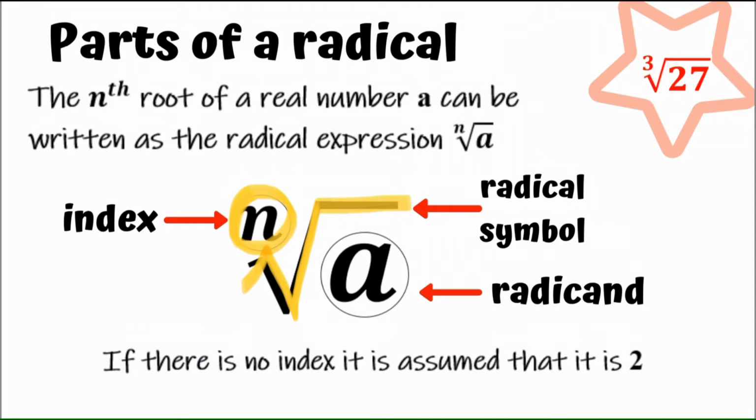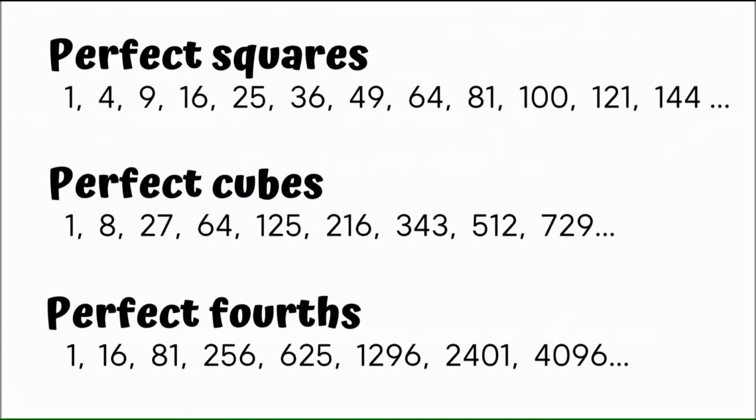If there is no index or there's no number written outside the radical symbol, it's assumed that it is a 2. So square roots, the index for square roots are always 2. And then the number that's underneath the radical symbol is called the radicand. One thing to keep in mind, as we are simplifying radicals, we're going to be using perfect squares, perfect cubes, and perfect fourths to help us.